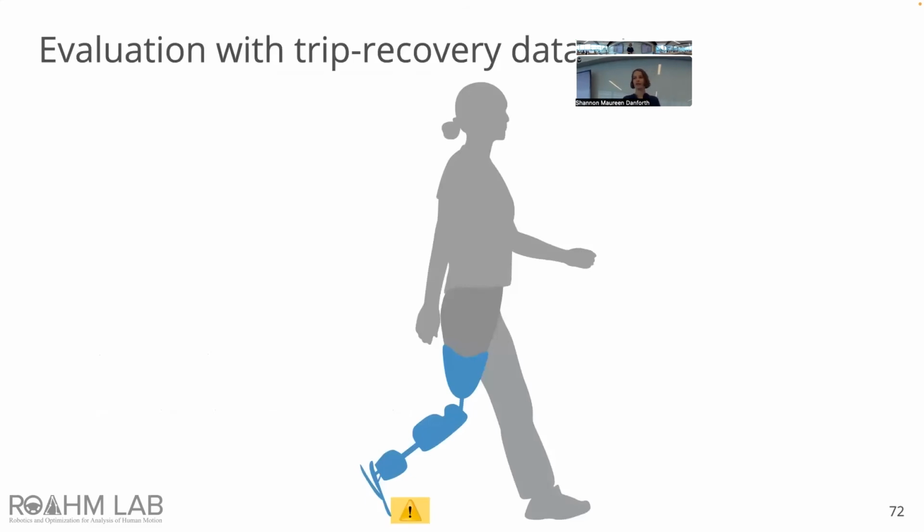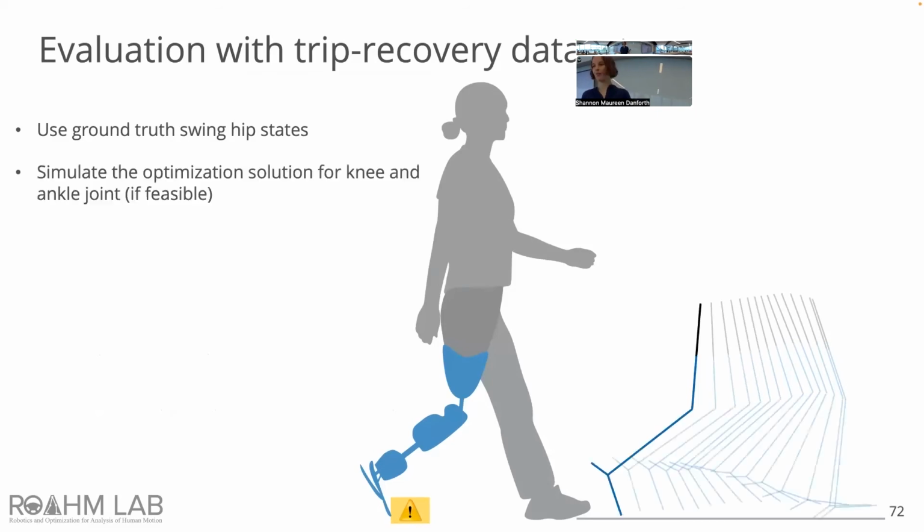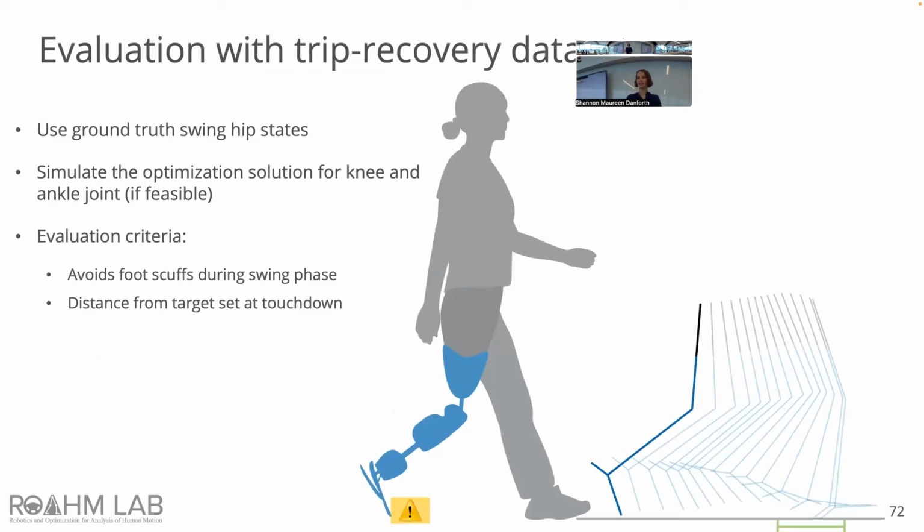So in summary, oh, not in summary, not ready for that yet. So now we'll evaluate the trip recovery data set using ground truth swing hip states observed in our trip recovery experiment. And then we solve the optimization problem and simulate the solution it generates for the prosthesis knee and ankle joint if the optimization generates a feasible solution. Our evaluation criteria is to check that the system avoids foot scuffs, and we compute the distance from the target set at touchdown. And in this case, the distance from the target set is 0 because the heel landed inside that bound of green shown at the bottom.